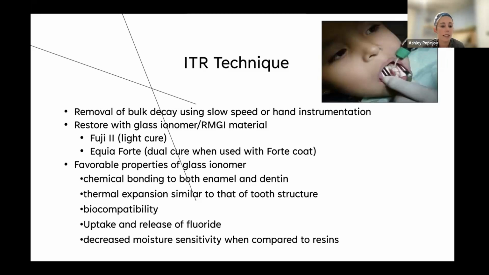I like these materials because they have favorable properties, specifically chemical bonding to both enamel and dentin and to itself. The thermal expansion is similar to that of tooth structure. It's very biocompatible and it uptakes and releases fluoride. And so usually you're going to see hopefully a little bit less recurrent decay with these types of restorations, at least on an interim basis. They also have decreased moisture sensitivity. So if you've got a kiddo that can't tolerate the dry shield or barely is tolerating putting a cotton roll by the tongue, this is a good option for you.